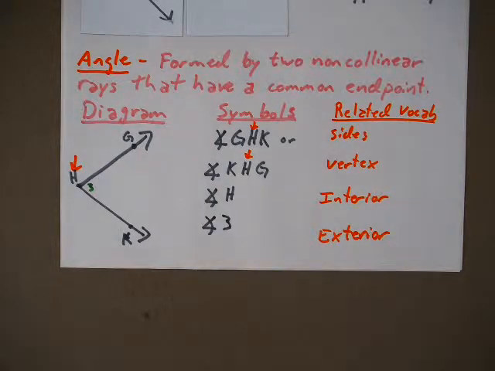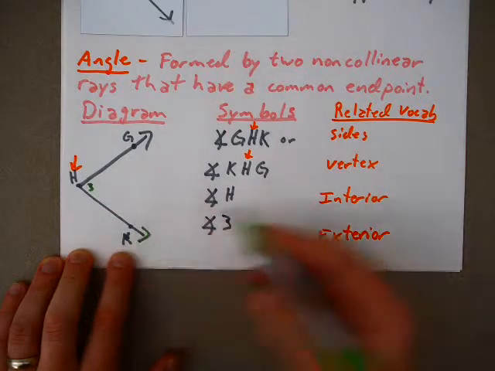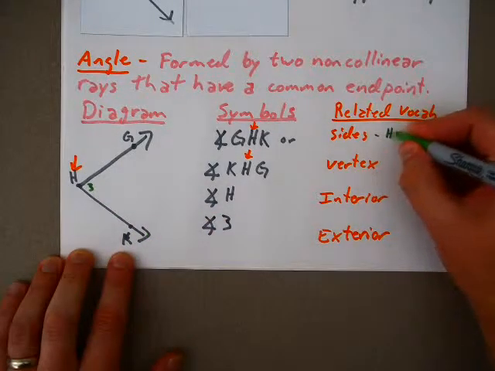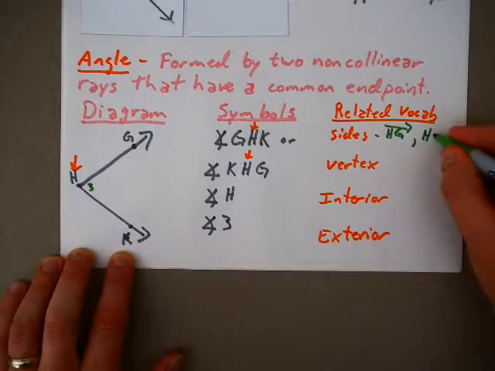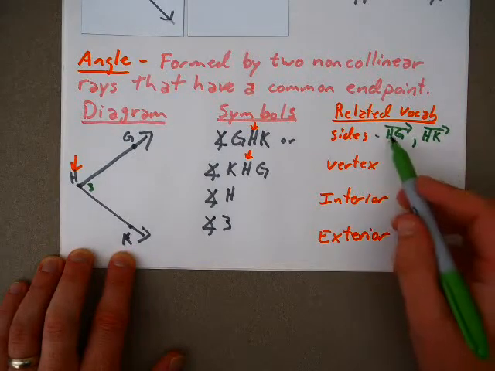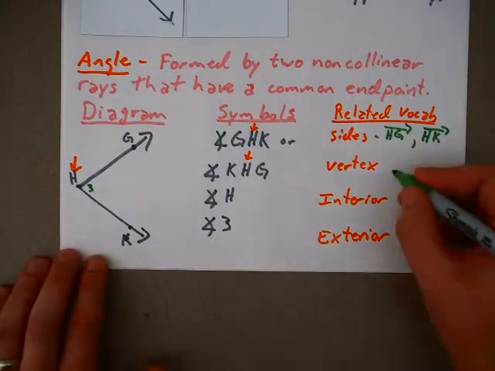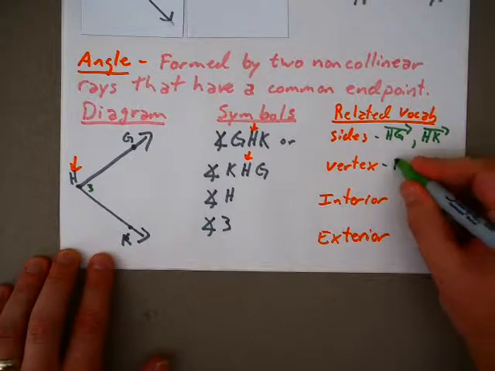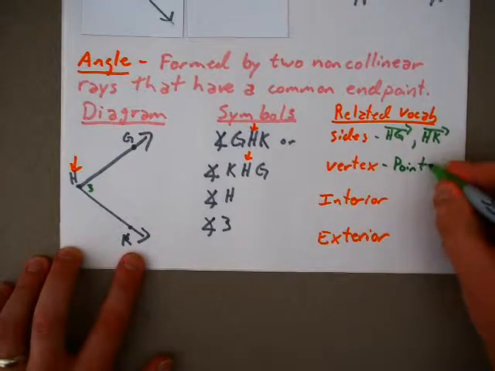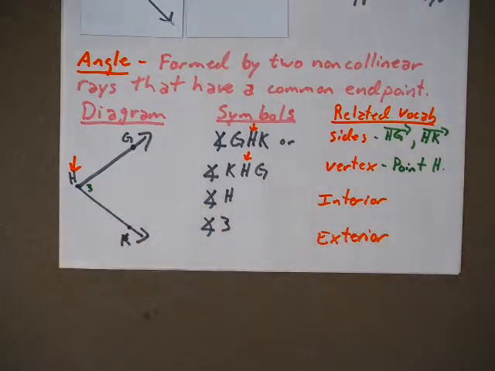Next, we want to go over some of the related vocab that goes with angles. So first of all, the sides. The sides are formed by the two rays. So the sides are going to be ray HG and ray HK. Please note that they all start with that H. And let's talk about a specific name for that H. The common endpoint is referred to as the vertex, and that is going to be point H. So sort of the hinge of where the two rays meet.